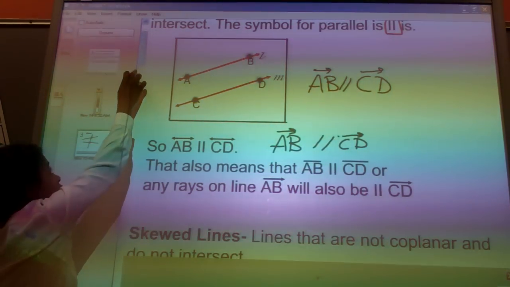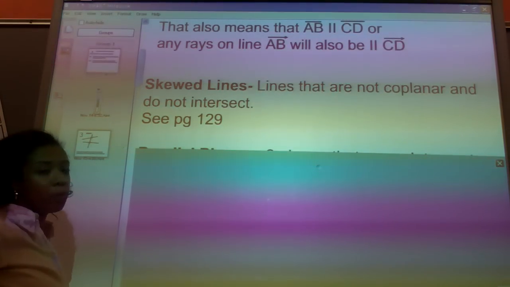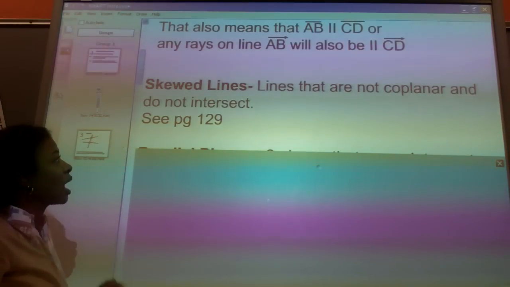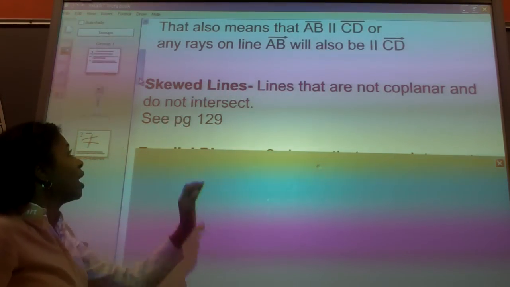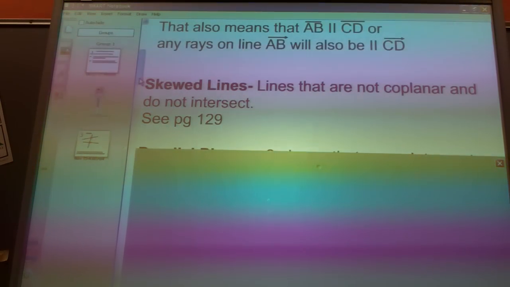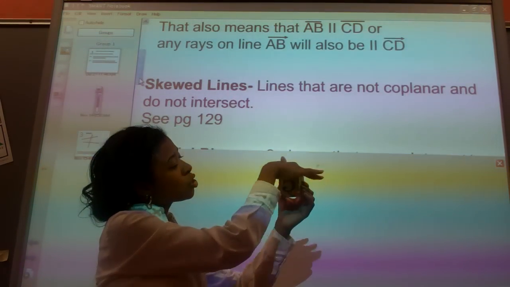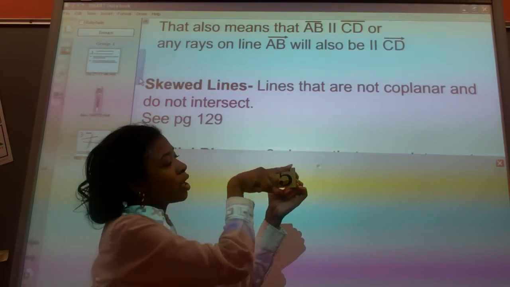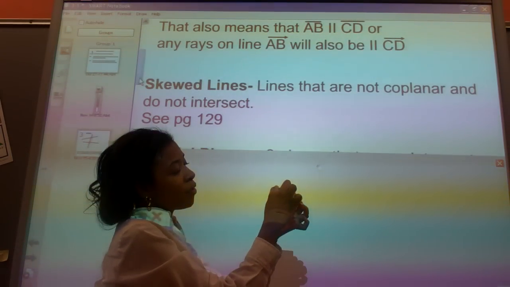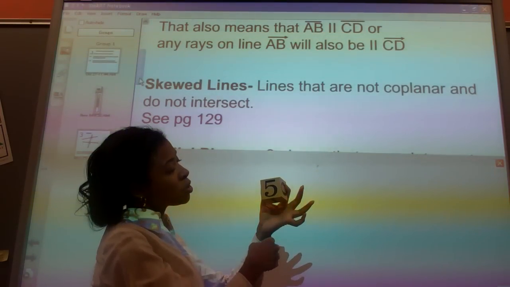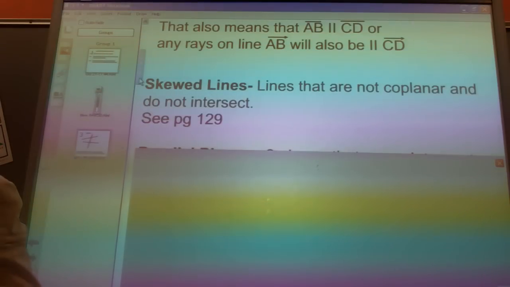Skewed lines, my favorite, very easy to understand. If you're in your book or you're not using our textbook, page 129, skewed lines are simply lines that are not on the same plane and they will never intersect. For example, if I have a cube here, skewed lines will be right here, this top corner, it faces this direction. And if I were down, that's this first plane up here, if I'm looking at this line. And then another skew would be this back edge over here. So I have them going two different directions.